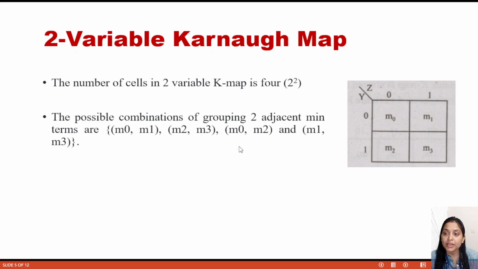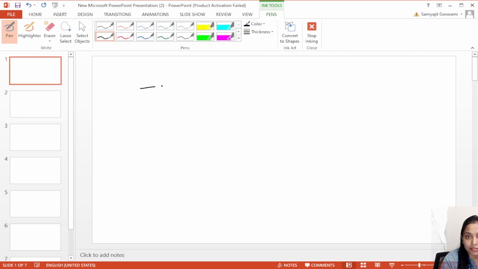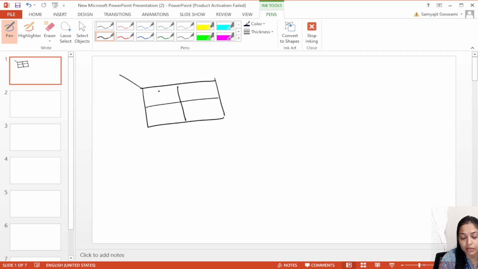Now how many combinations of grouping can you form? There are lots of pair combinations you can form. You can form a pair like that. If there is a 1 and there is a 1, you can form a pair here. I am just opening my notes, it will be helpful to understand all of them. This is the 2 variable map.